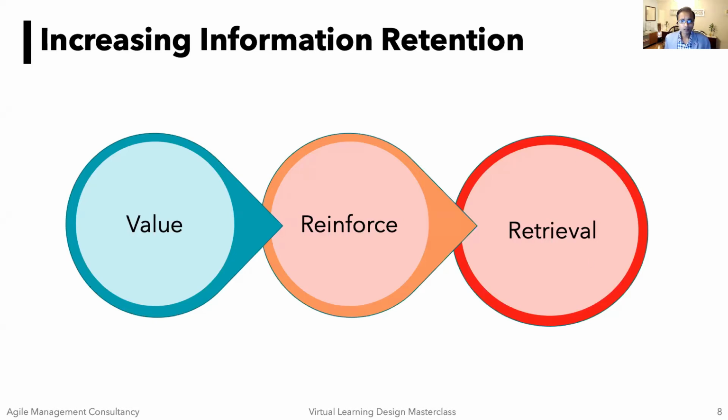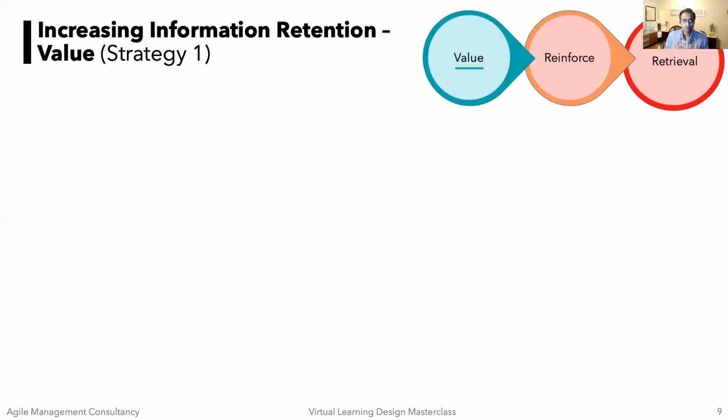All right, so let's look at the first strategy. Remember, we are talking about three strategies to increase information retention. And why are we doing that? Because retention is connected to learning. And if we can get our students to remember and retain what we taught them, we have a far better chance of getting them to excel in whatever we want them to excel. So the first strategy is value.